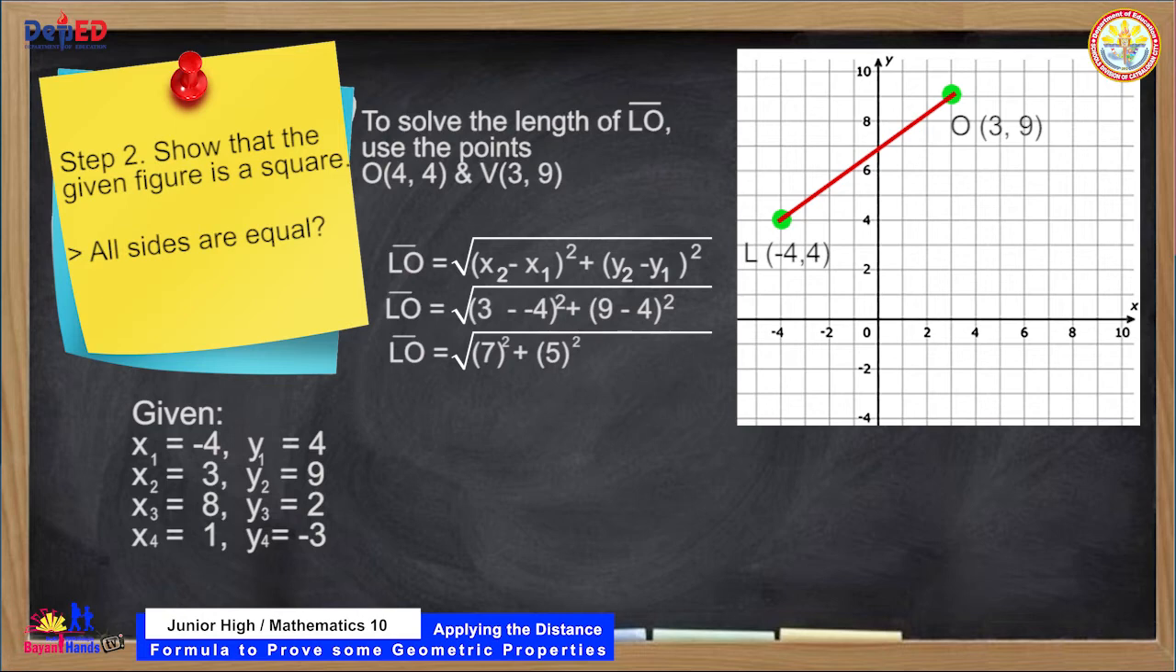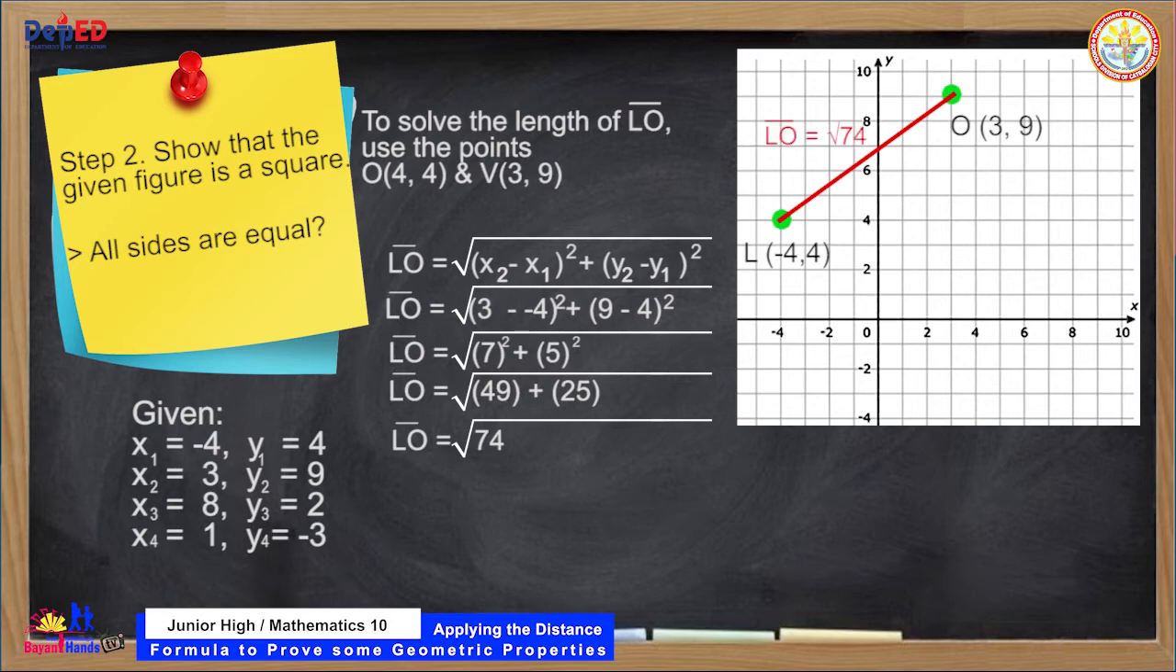Square of 7 is equal to 49, and square of 5 is equal to 25. Add, square root of 49 plus 25 is equal to the square root of 74. Therefore, the length of segment LO is square root of 74 units.